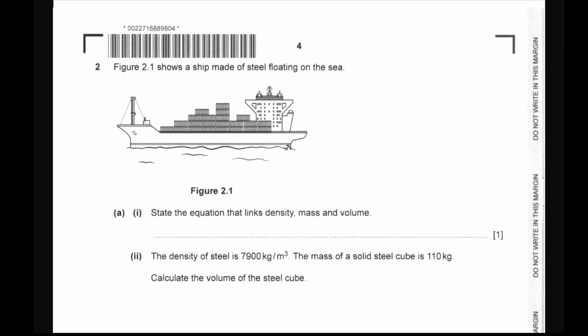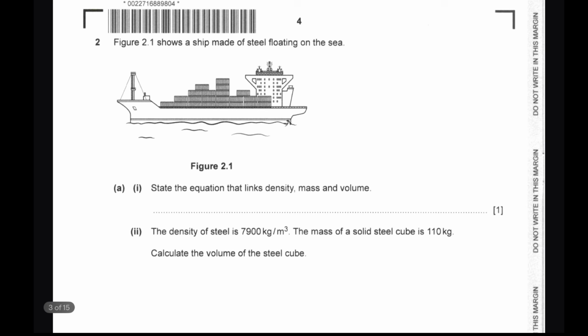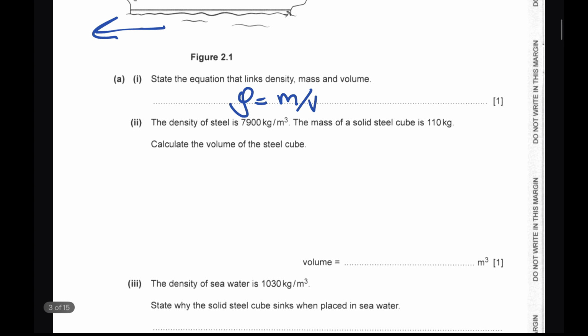All right, let's move on to question number 2. Figure 2.1 shows a ship made of steel floating on the sea. Okay, so that's a carrier ship. Those are little containers. God knows where it's going. By the way, I think it's traveling this way. Anyway, state the equation that links density, mass, and volume. So density, I'm sure everyone knows, is mass divided by volume. Easy peasy. You can even write it as density is equal to mass divided by volume. That's also fine.